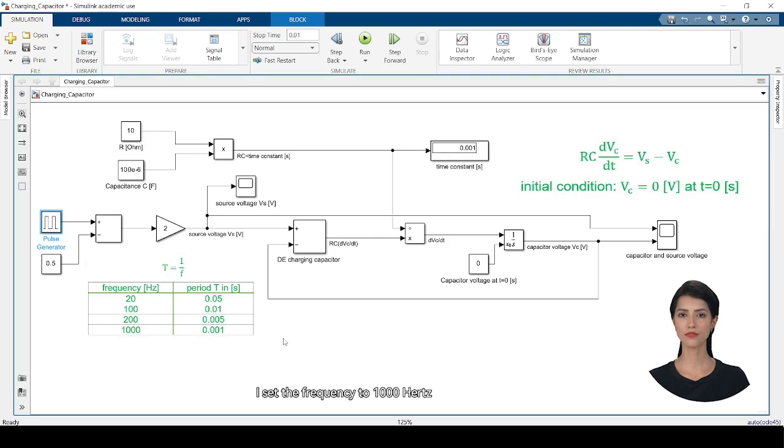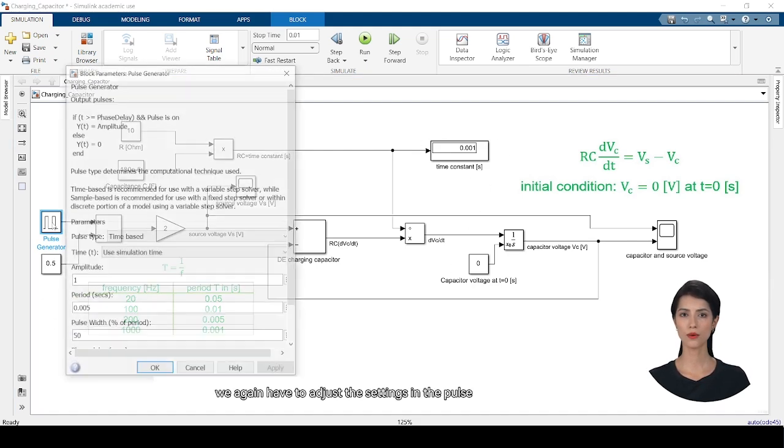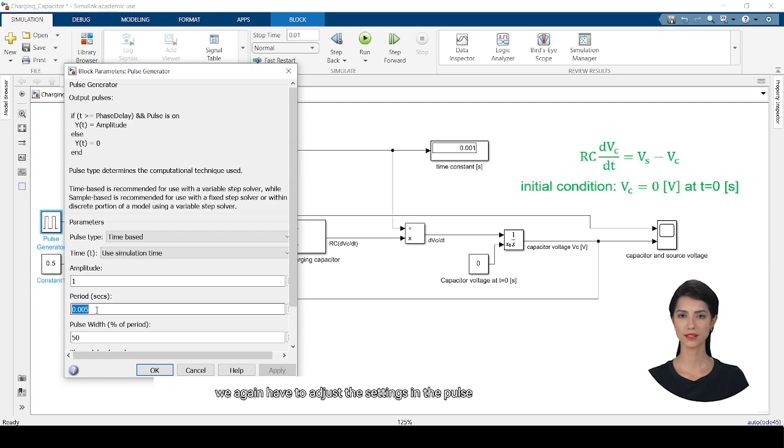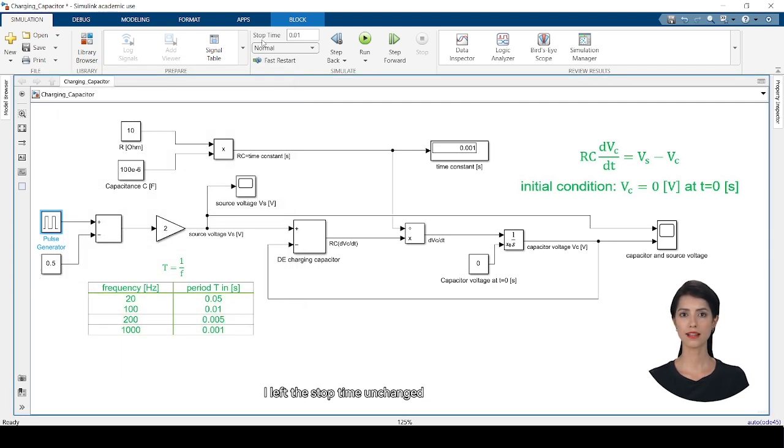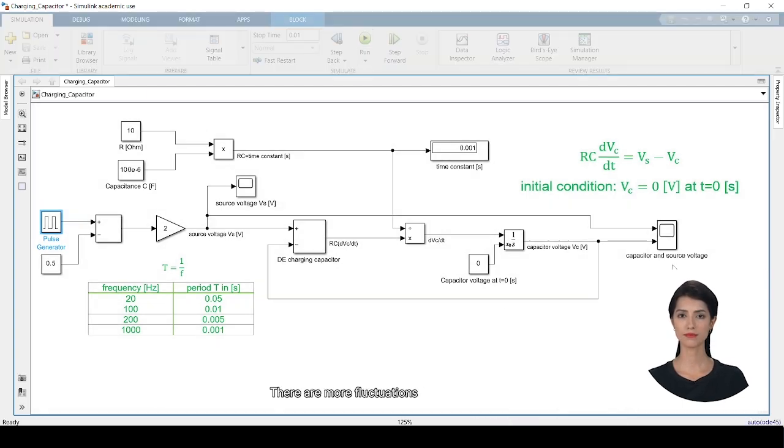Finally, I set the frequency to 1000 Hz, which means the period is now equal to the capacitor's time constant, 1 millisecond. First, we again have to adjust the settings in the pulse generator block. I left the stop time unchanged. Here's what the results look like.